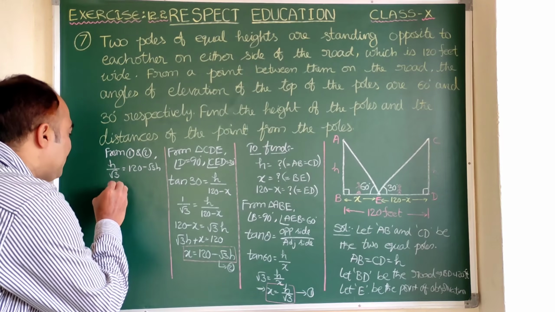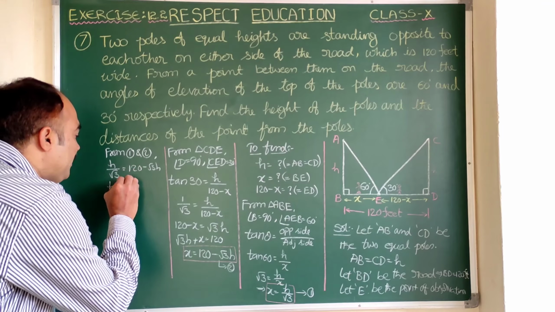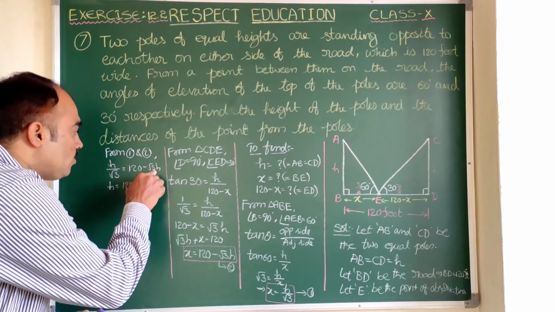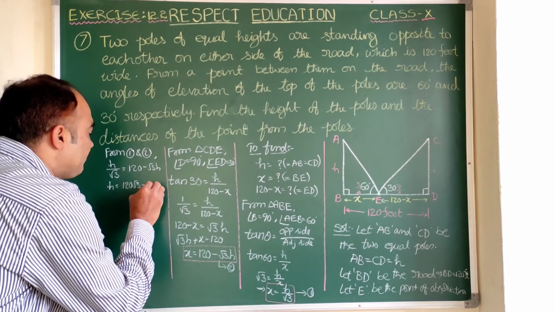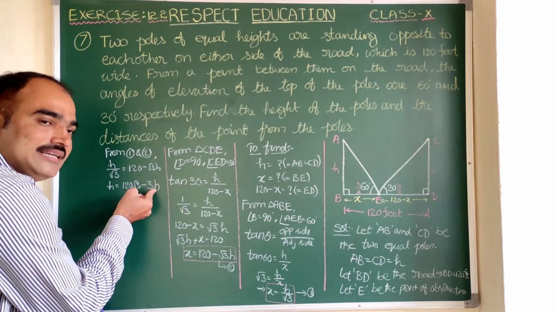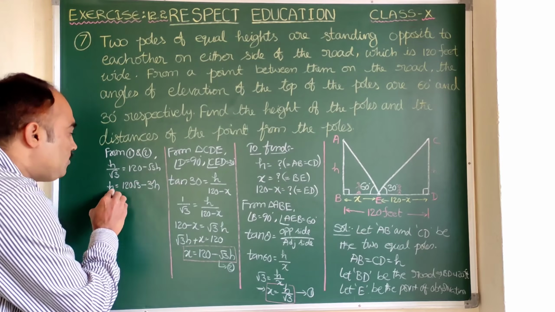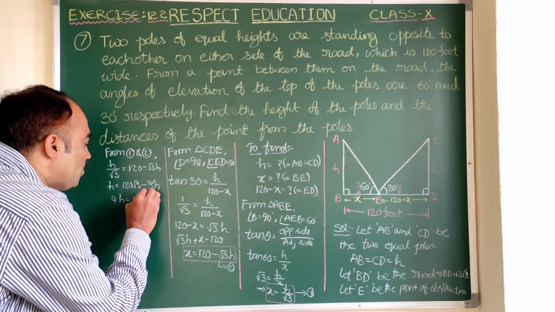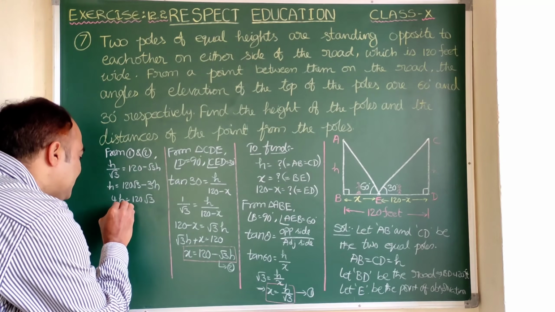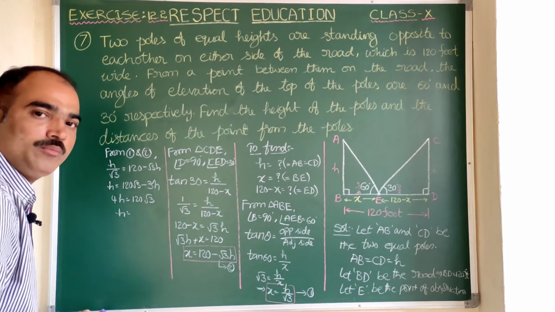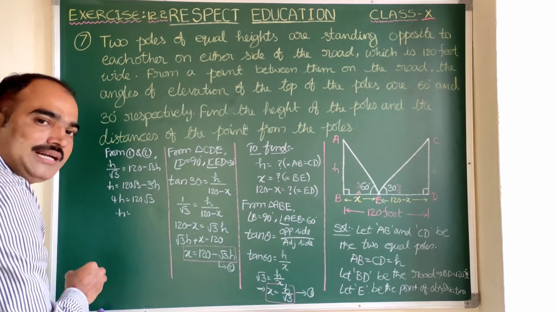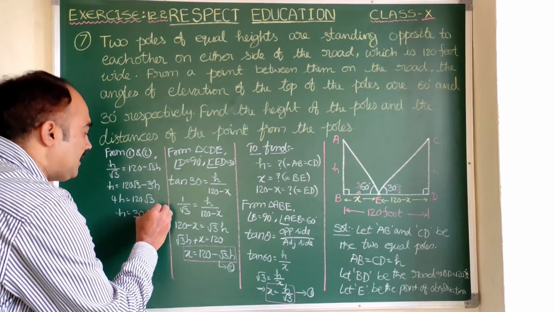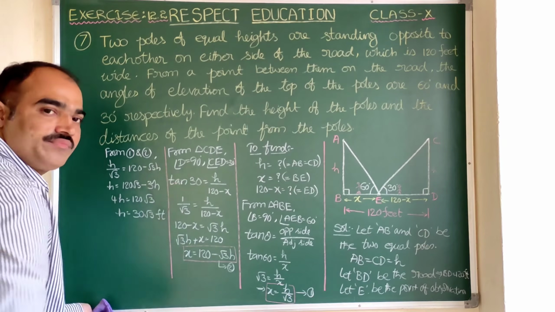Now let us do cross multiplication. H is equal to 120 root 3 minus root 3 into root 3, which is 3, so 3H. Let us bring this minus 3H this side, so H plus 3H becomes 4H is equal to 120 root 3. So H is equal to, let us send 4 to the denominator, 120 by 4 is 30, so it is 30 times root 3. So 30 times root 3 feet.